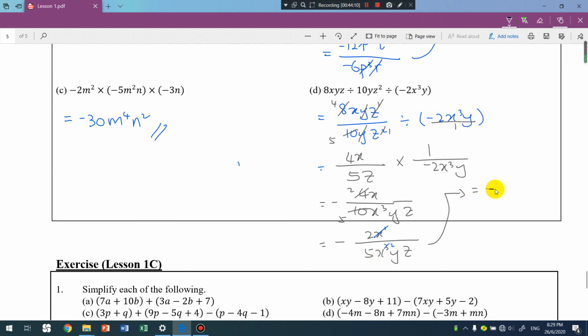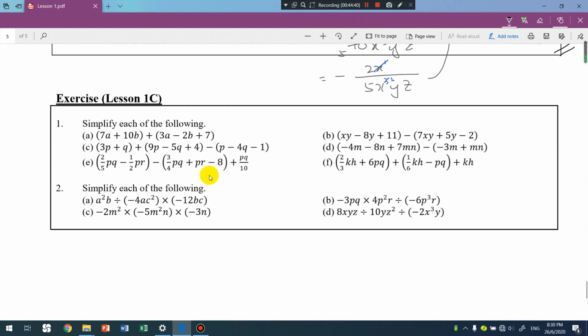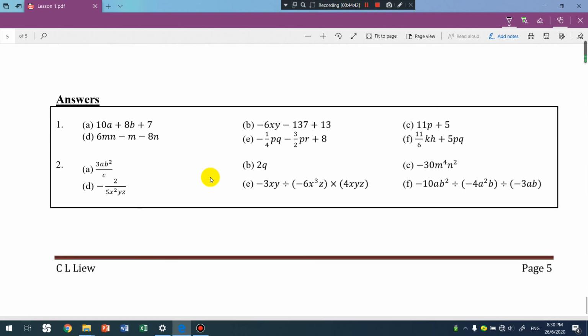Okay, so my final answer will be negative 2 over 5x squared yz. Okay, let me double check again, correct or not? Negative x. Okay, correct. So this is the way how we simplify the algebraic expression. Hopefully after you watch this video, you know better about this topic. And these are the exercises that you need to try. And the answers are over here.